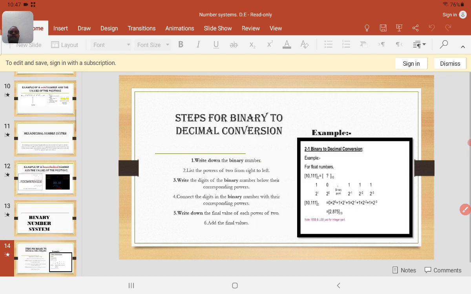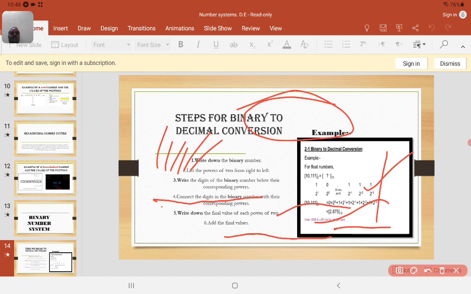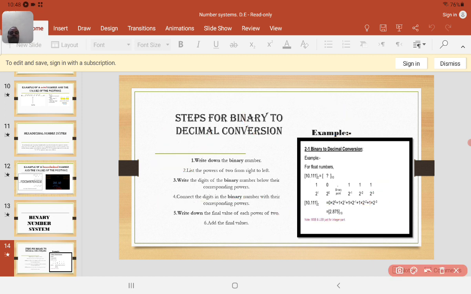Now the binary number system. What are the steps to convert a binary number into a decimal number? This is the important thing to consider. When the binary number is given, first write the binary number with the binary point. The example given is 10.111. To the left side of the point we take 2 power 0, 2 power 1, like that, and to the right side we consider 2 power -1, 2 power -2, and 2 power -3.